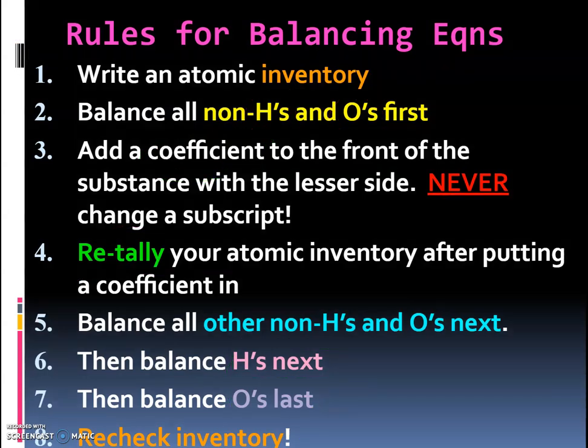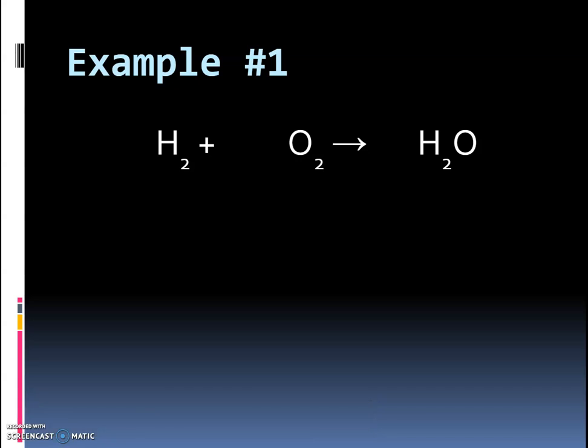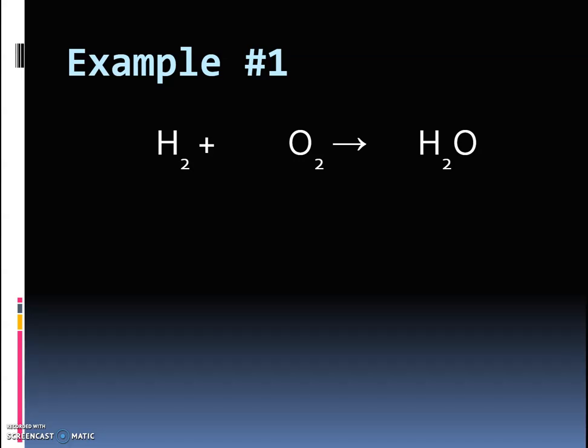So what I suggest you do is you have two different color pens, a pencil and a pen, or a colored pencil, a marker, something like that. And what we're going to do is we are going to do our inventory. So we'll start off with one of the simplest equations first. H2 plus O2 gives us H2O, making water.